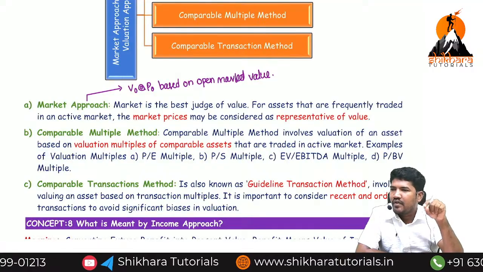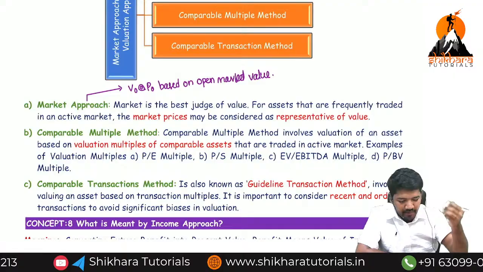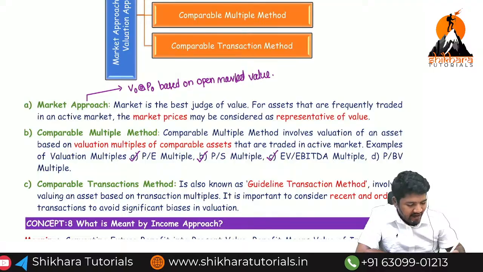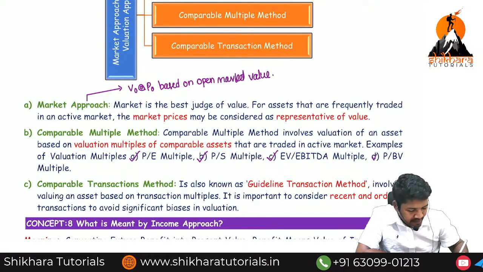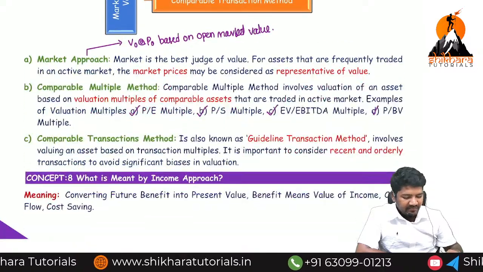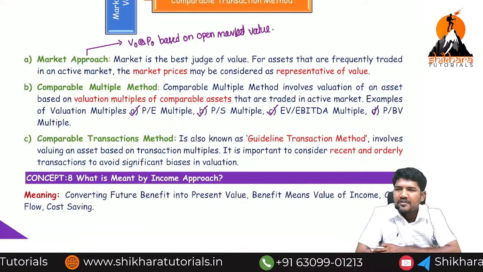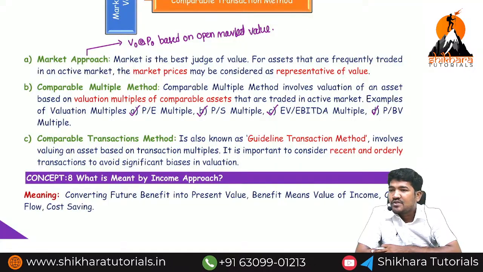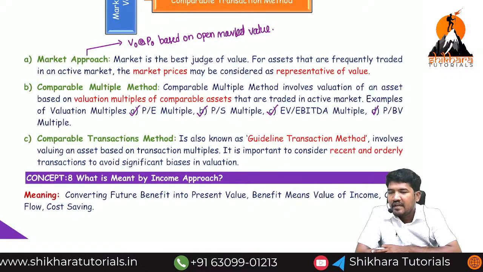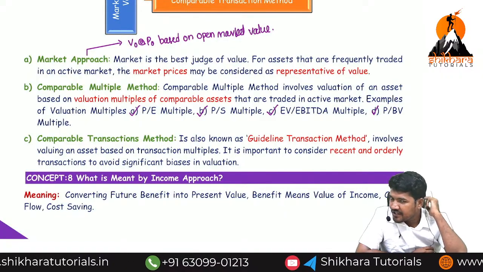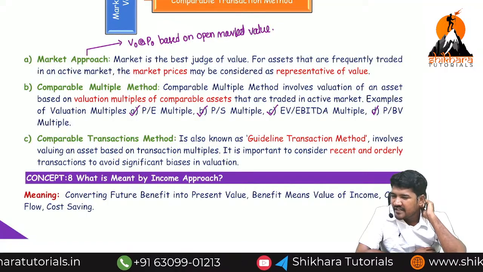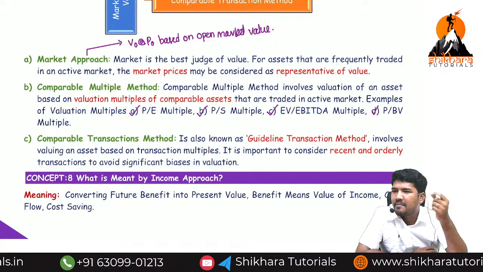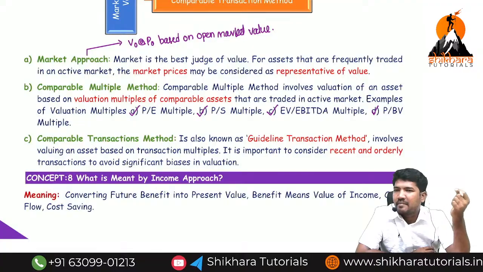So what ratios do you consider from a similar company? You will consider the PE multiple, the PS multiple, the EBITDA multiple, and the PBV multiple. They are the basic things here. PE multiple means PE ratio. PS means price to selling price ratio, MPS divided by selling price per share. Don't write, sir, just understand. We will discuss in the next chapter. PS means price to selling price ratio.